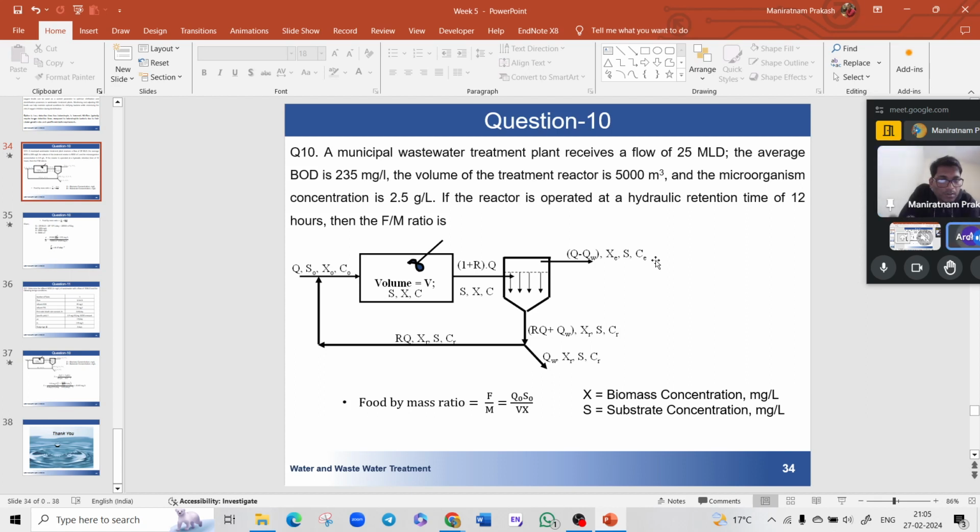Sir, last doubt. Which standards should we follow? CPCB, BIS standards, or other standards? CPCB is for wastewater, and IS or BIS is for drinking water. Both are different things.